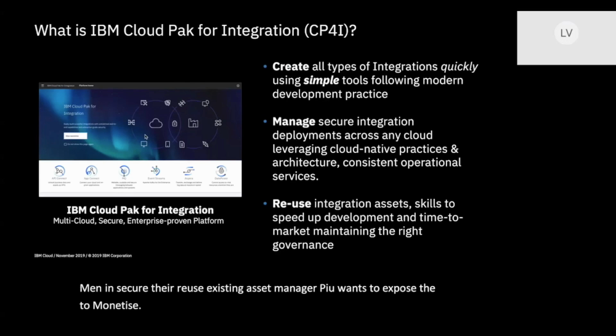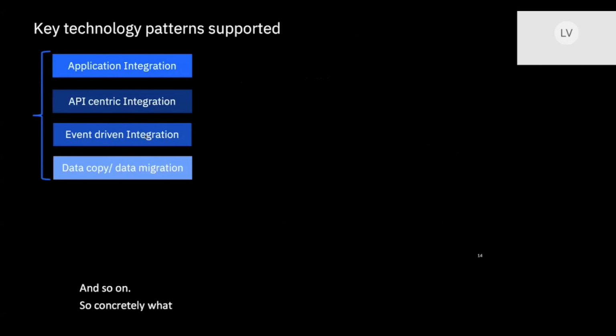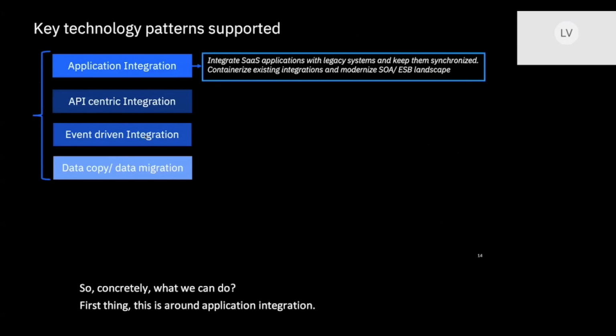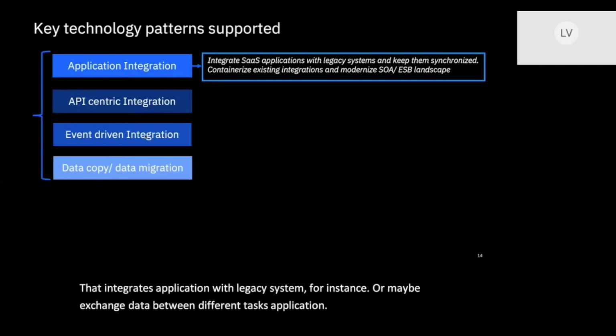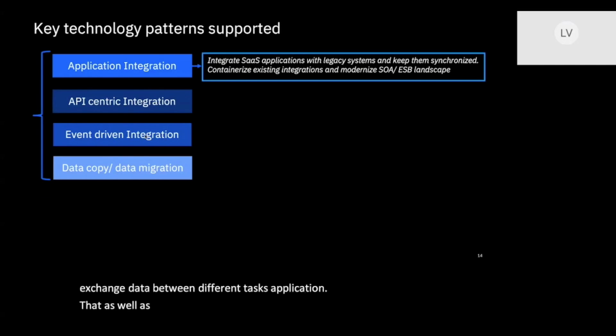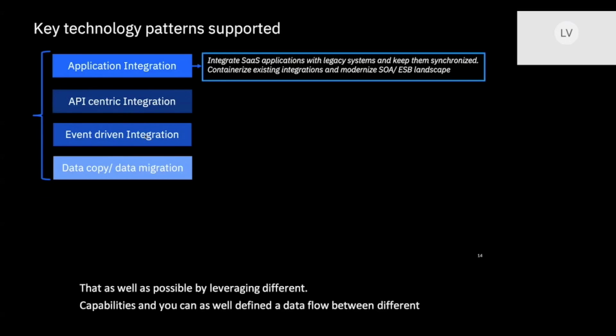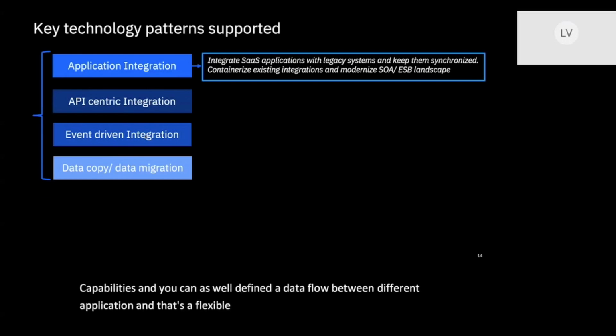So concretely, what can we do? First thing is around application integration. Integrate applications with legacy systems, for example, or maybe exchange data between different SaaS applications. That is also possible by leveraging different capabilities. And you can also define a data flow between different applications. That's a flexible way, if you have to leverage different applications, to transform your data to provide the right information to your end user.